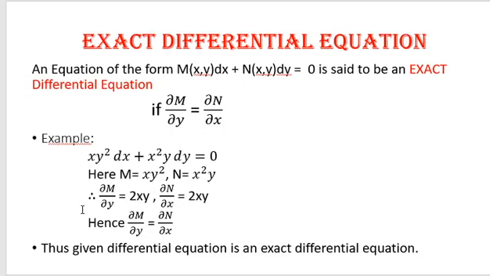Similarly, when we are differentiating partially N with respect to x, we get 2xy. Here also we are treating y as constant and we are differentiating only the x² term, that will give you 2x, and the entire partial derivative of N with respect to x will be 2xy. Finally, we got ∂M/∂y = ∂N/∂x. That means the given differential equation is an exact differential equation.